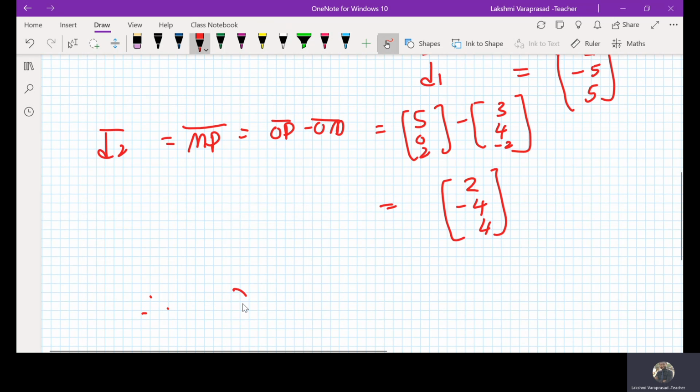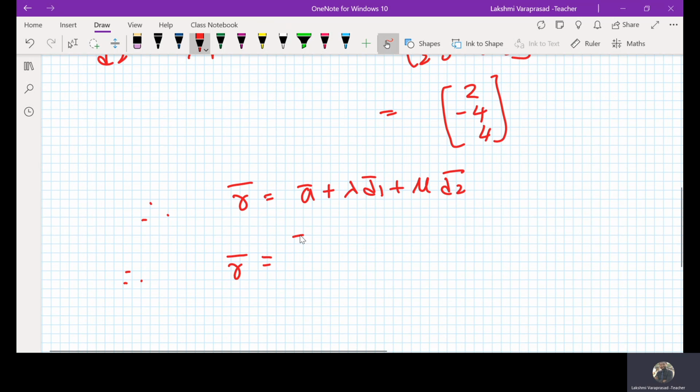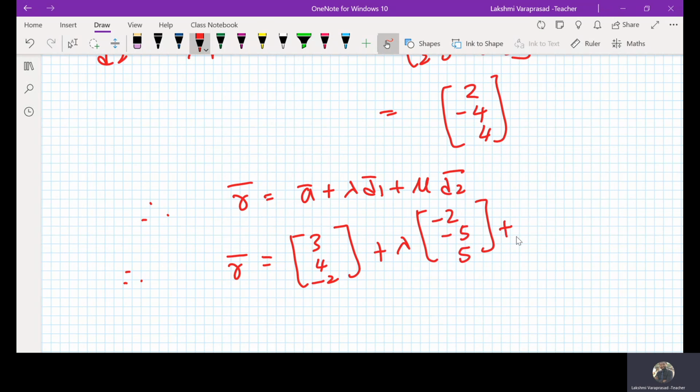Therefore, the vector plane equation R bar is equal to A bar plus lambda times of D1 bar plus mu times of D2 bar. That is, R bar is equal to 3, 4, minus 2 plus lambda times of minus 2, minus 5, and 5 plus mu times of 2, minus 4, and 4. That's it. This is your vector plane equation. Very simple thing, similar to our vector line concept.